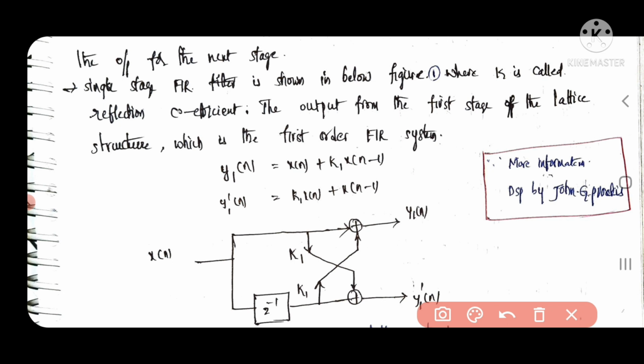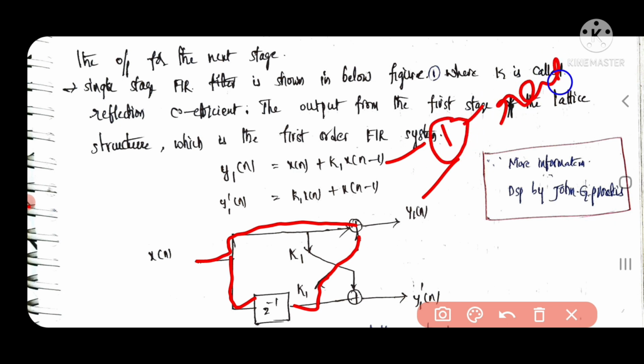When we observe the equation, let us see here, guys, for analysis point of view. How do we get the y1 of n output? y1 of n can be obtained as follows: x of n is passing in this direction and is added to the adder. After that there is also one more path. Here x of n is passing through the one delay element, so it is multiplied with k1 and is again added to this adder. Therefore y1 of n is equal to x of n plus k1 into x of n minus 1. So this is the output. It is generally called the real output.